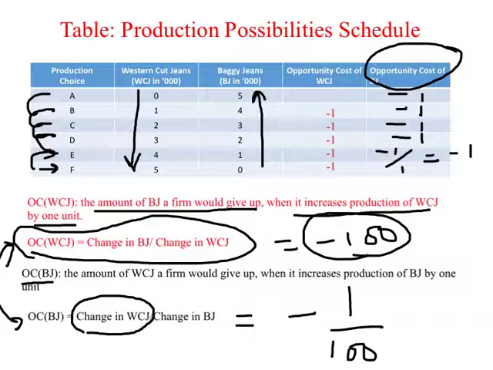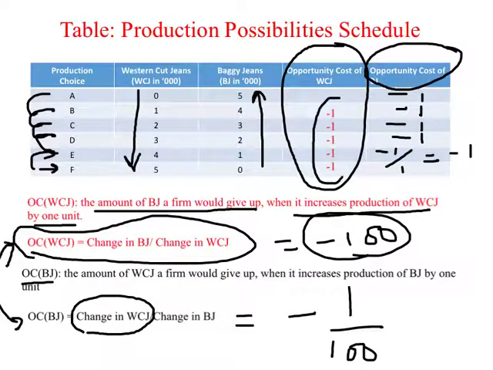Another thing you should note is the following. We have already discussed that opportunity cost of Western cut jeans is the same thing as slope of PPC, and the slope comes with a negative sign, a negative number, and that means PPC must be downward sloping. And when you see a downward sloping curve, what this means is you have to give up something in order to gain something, or there is a trade-off between these two goods.